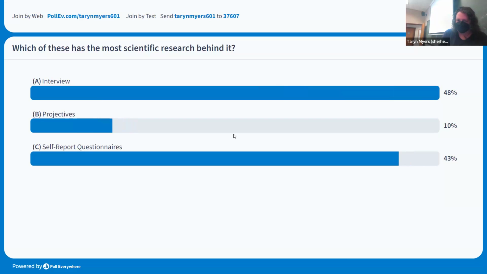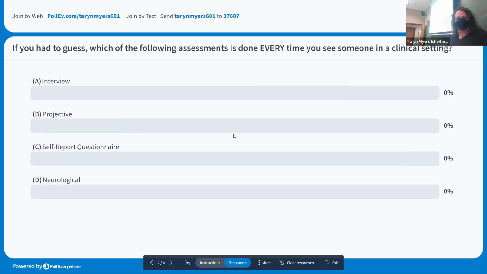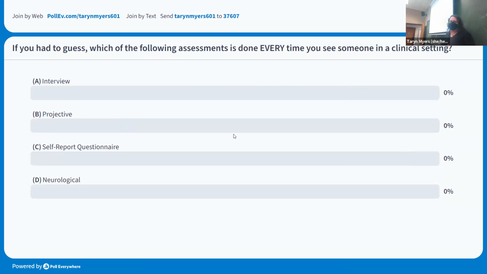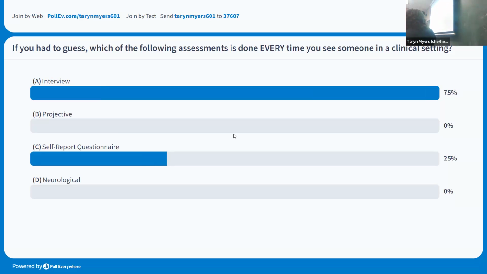Alrighty. And so now we're going to go ahead and look at another question. If you had to guess, which of the following assessments is done every time you see someone in a clinical setting? Again, love this. We're seeing self-report questionnaires, projectives, interviews. A lot of people saying interviews. I know some of you have taken my assessment class, so you kind of know the answer to this. That's okay. All right, so this gives you an indication of sort of where we think these things might lie.